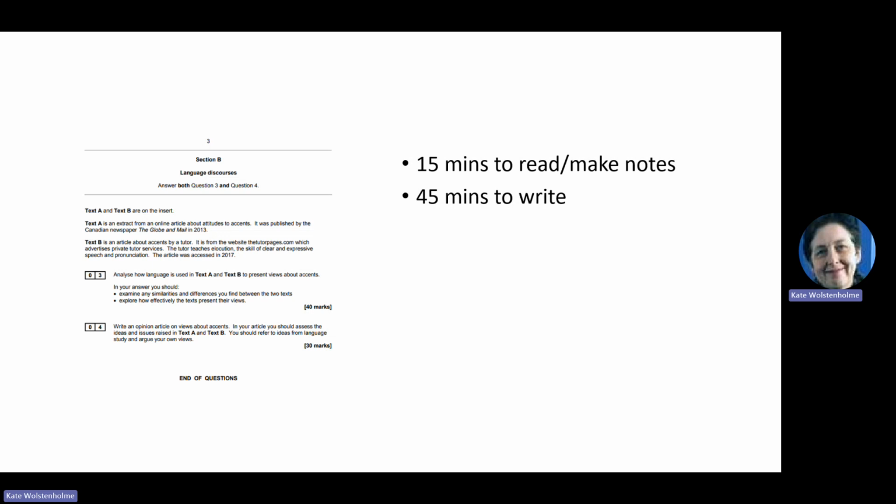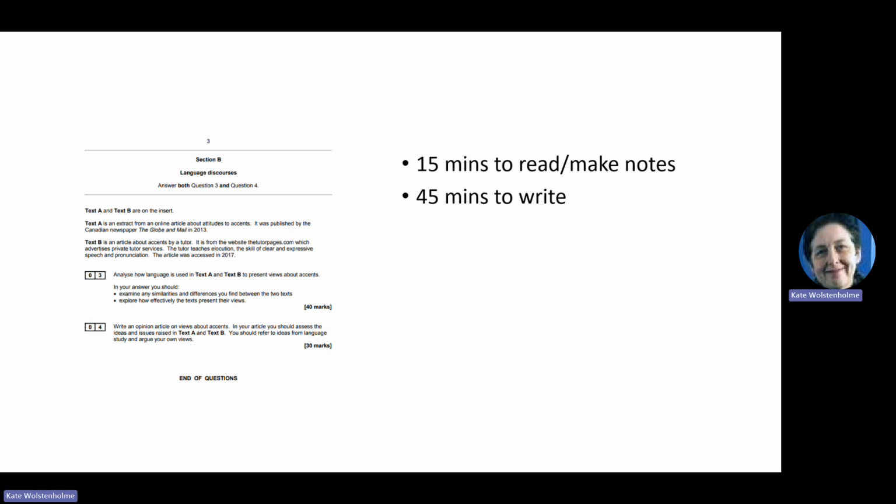For this question, you have 15 minutes to read and make notes. So you read the 2 texts, make your notes, plan your answer, and then 45 minutes to write it up. If you normally have extra time, that would be 20 minutes reading and note making, and then 55 minutes to write it up. It's not very long, okay?